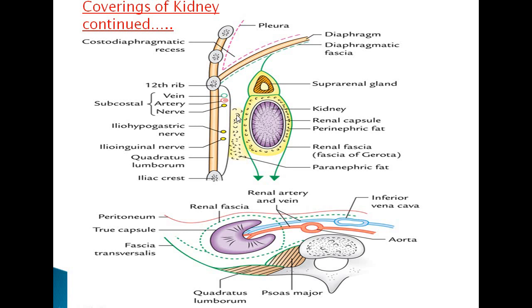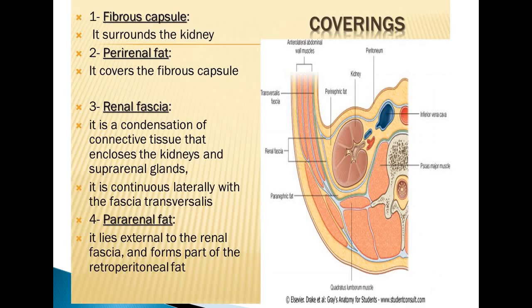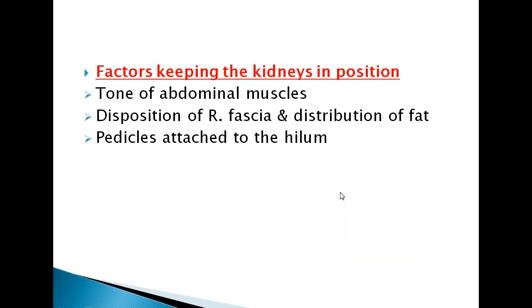And last, the fourth covering is the paranephric fat. This paranephric fat is present in much greater amount at the posterior aspect of the kidney, and it is also abundant at the lower pole of the kidney. So this is the paranephric fat which is present at the posterior aspect of the kidney.